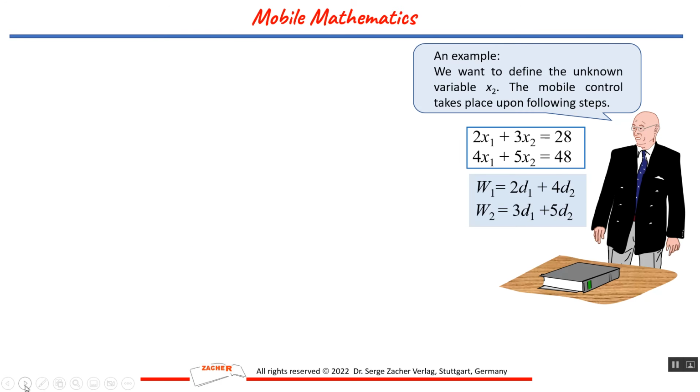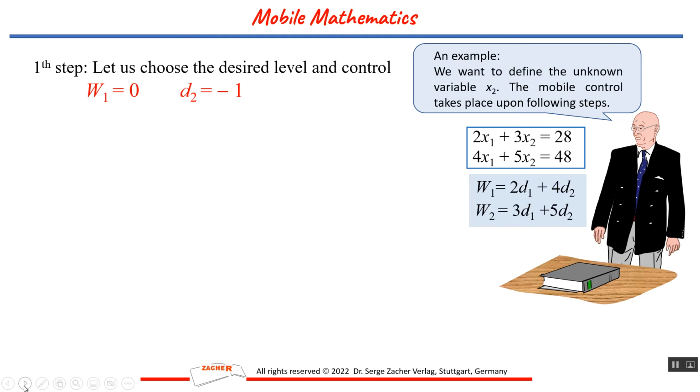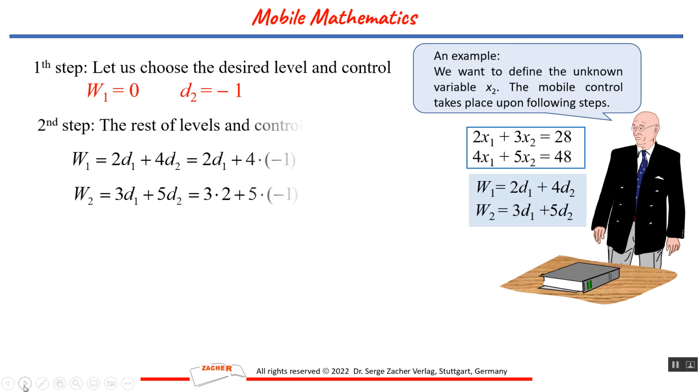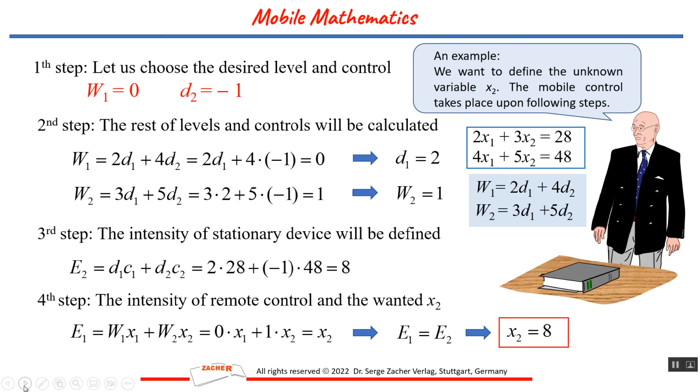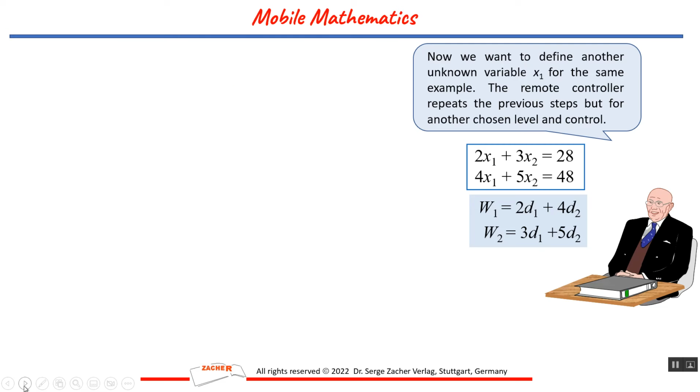Example. We want to define the unknown variable x2. The remote control takes place upon the following steps. Now we want to define the other unknown variable x1 for the same example. The remote control repeats the previous steps, but for another chosen level and control.